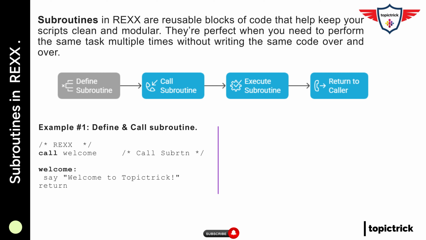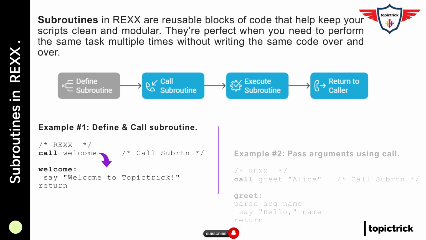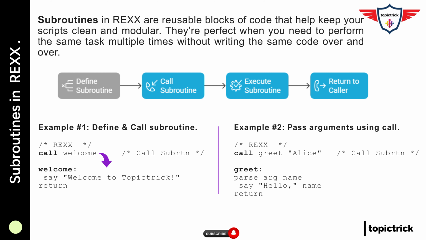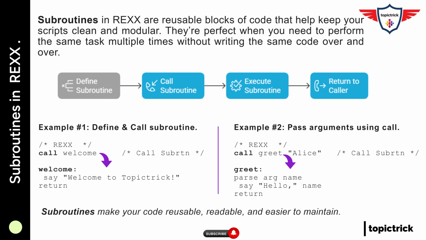The call keyword tells Rexx to jump to the subroutine, execute it, and then come back to the next line after the call. You can also pass arguments to a subroutine. For example, call greet Alice. And the subroutine might look like this. Greet: parse arg name, say "hello" name, return. In this case, the parse arg command pulls the argument into a variable you can use inside the subroutine.